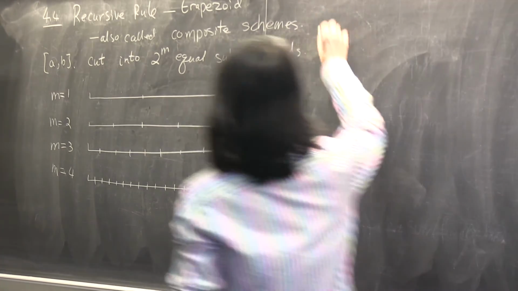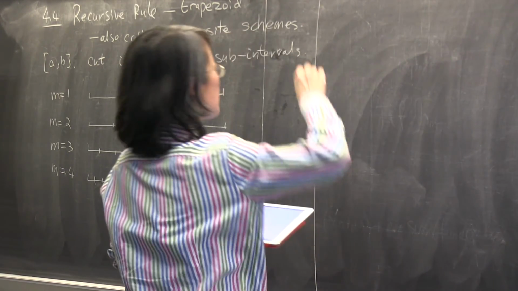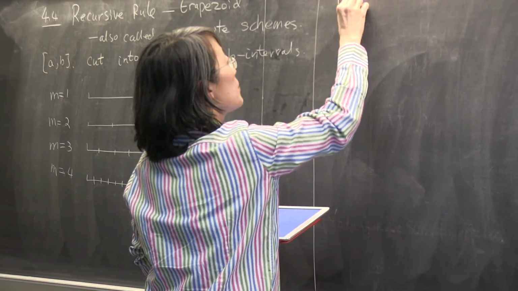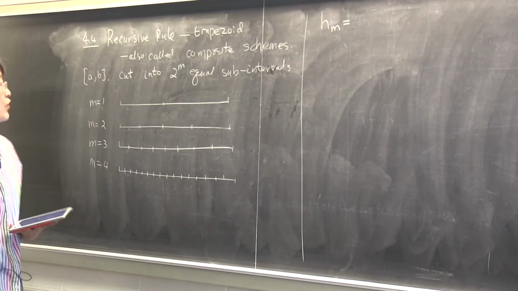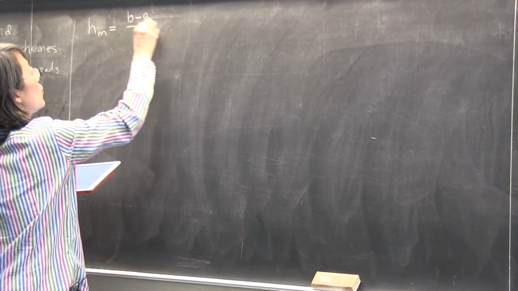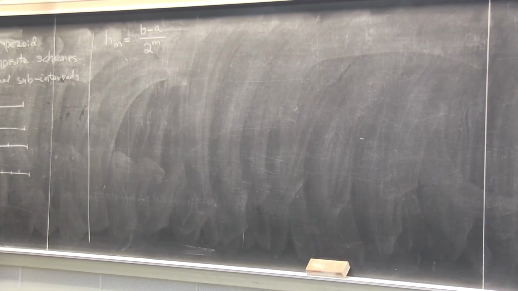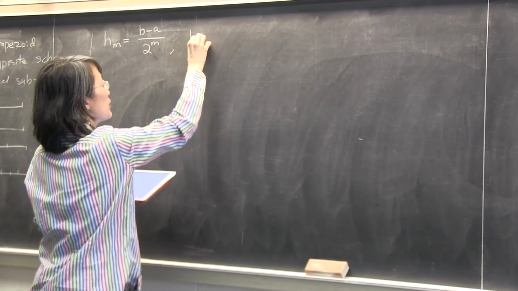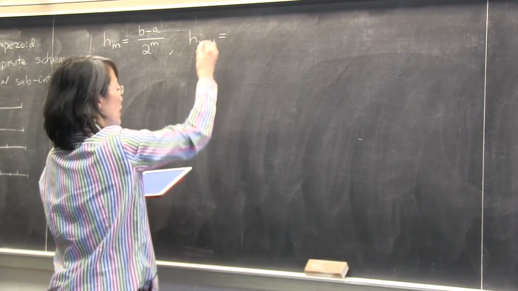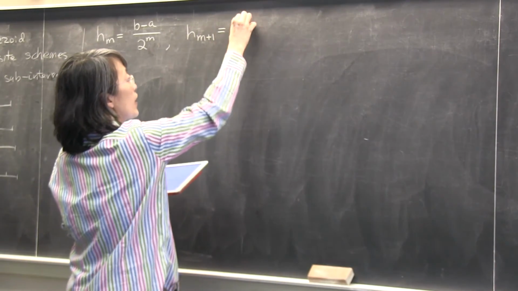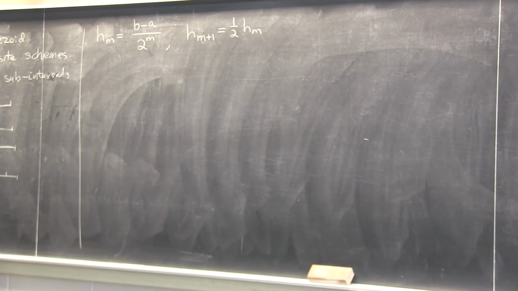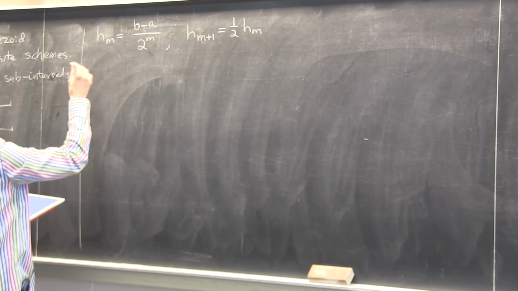Okay, let's set up some notation. I need to write now h_m, the length of the interval at level m. What will that be? Well, that would be (b minus a) over the total number of subintervals, which is 2 to the power m. Is that right? And then between two neighboring levels, the length h is exactly halved if you increase m by 1, because you cut them further in half. Is that right?